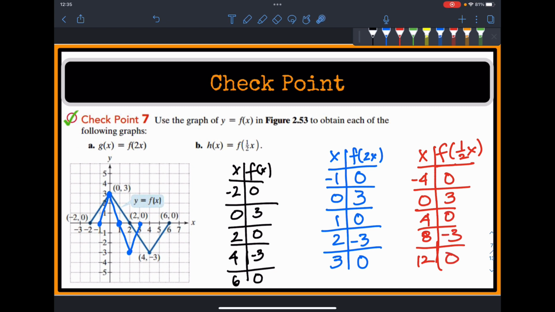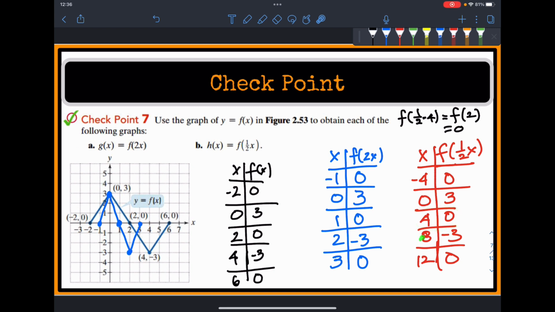And just to re-emphasize why this works, if I plug in 4 into this function where my input is now half what it originally was, f of 1/2 times 4, that's going to equal f of 2. And I know from the original function, the value of f of 2 is 0, because when x is equal to 2, the y value is 0. So this is going to equal 0. And you see, it matches exactly there.